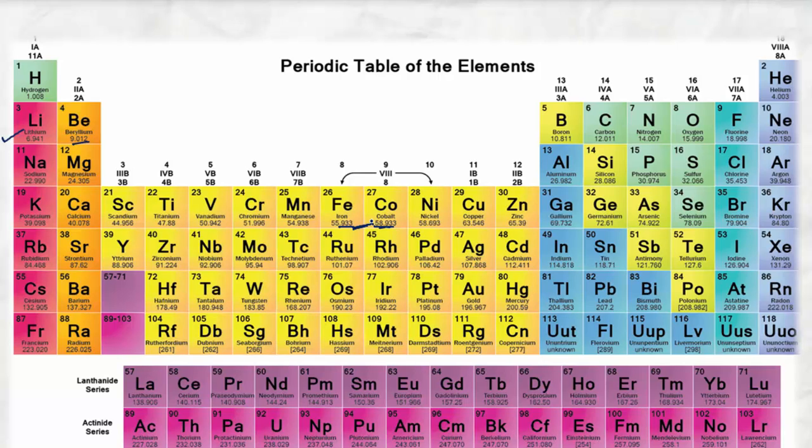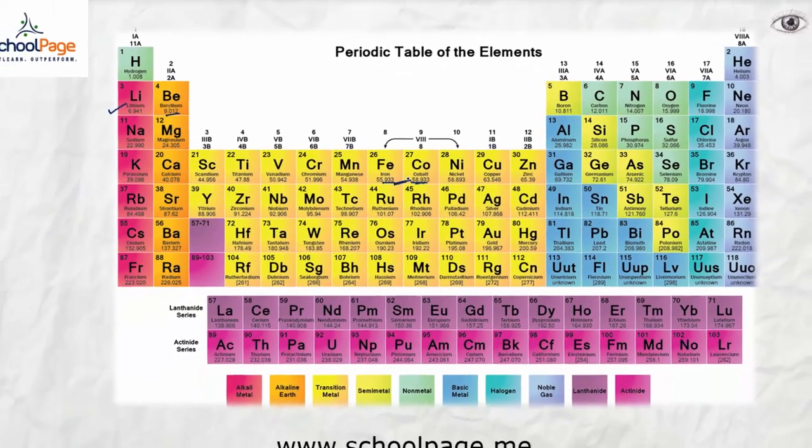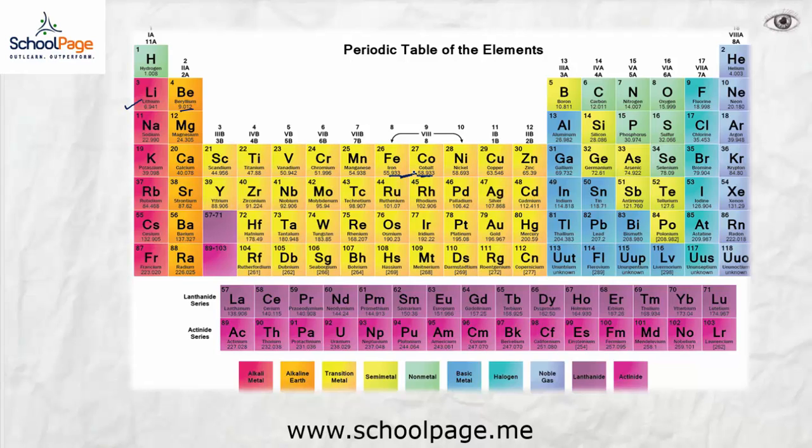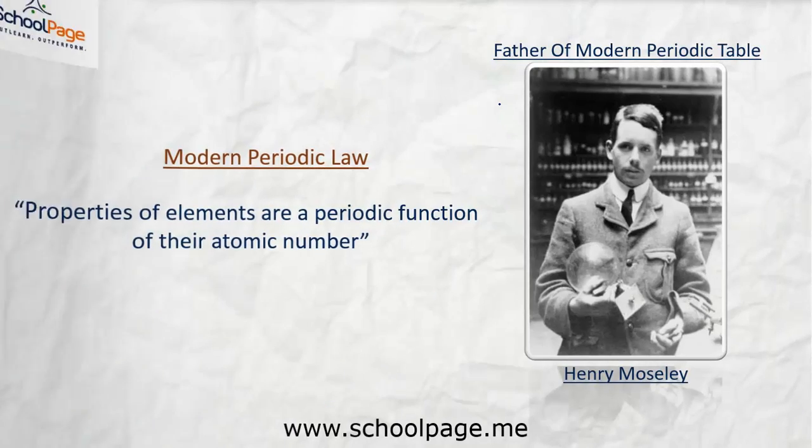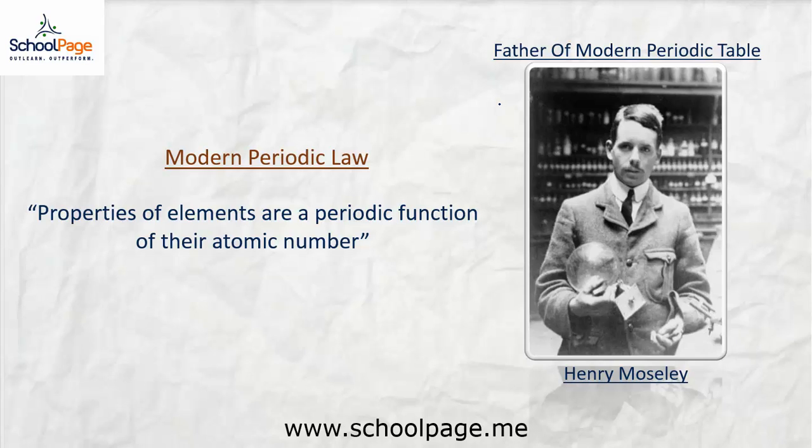Now this is a very important observation which a young scientist called Henry Moseley figured out. Based on all these observations, Henry Moseley proposed the periodic law. Modern periodic law states that properties of elements are a periodic function of their atomic number. Properties of elements are a periodic function of their atomic number.